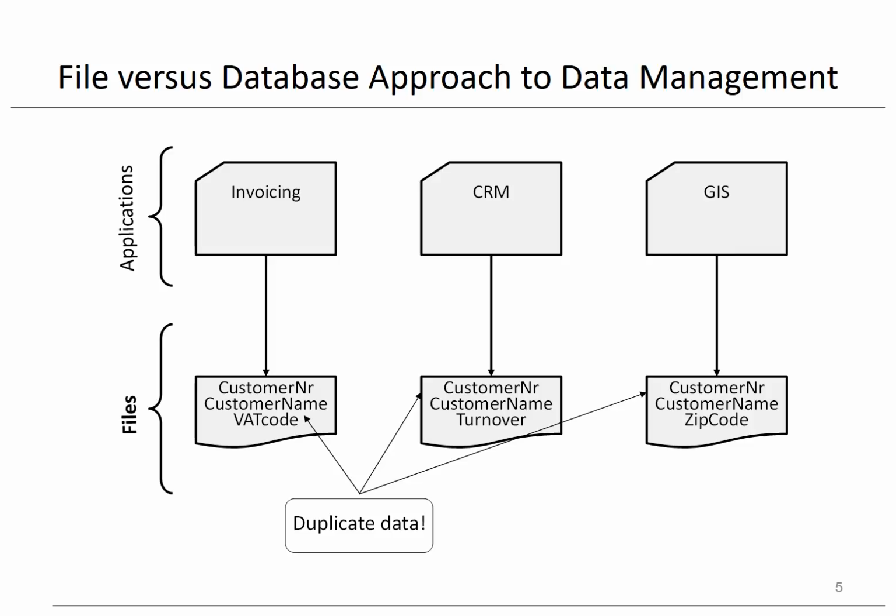Finally, a third application, for example a GIS application, stores information such as customer number, customer name, and zip code in yet another file. The data files only contain the data itself. The data definitions and descriptions are included in each application separately. An application can make use of one or more files. As more applications are developed with corresponding data files, this file-based approach to data management will cause serious problems.